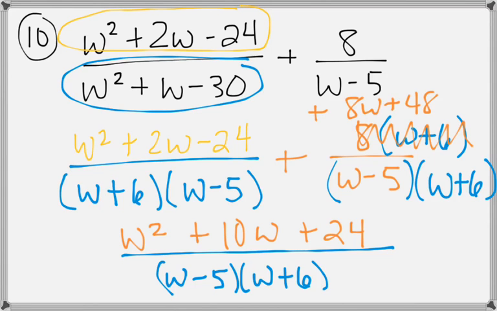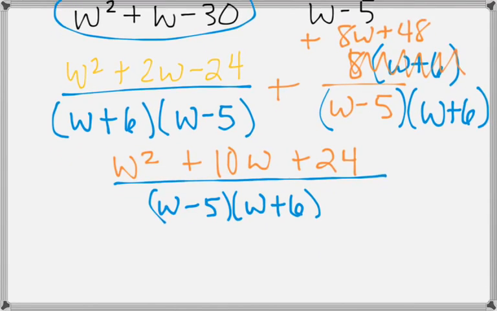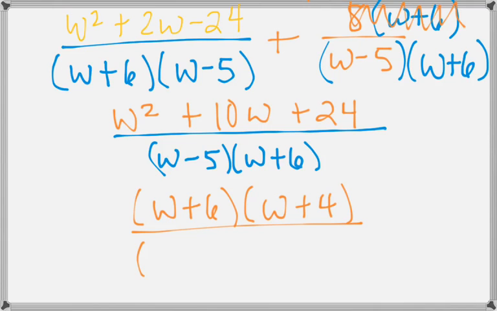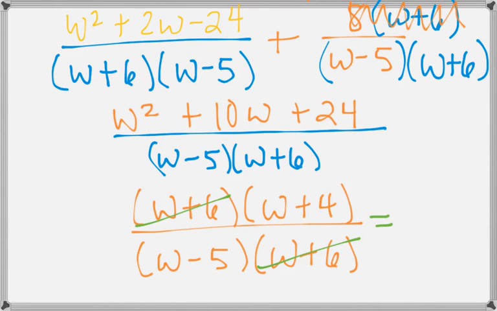So now I ask myself, what multiplies to give me a 24 but adds to give me a 10? A 6 and a 4, both positive? All right, w plus 6, w plus 4, divided by w minus 5, w plus 6, simplify. So we have a w plus 4 divided by a w minus 5. Done.